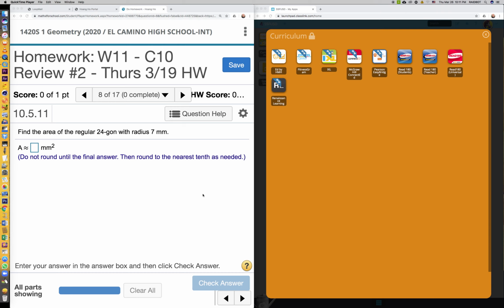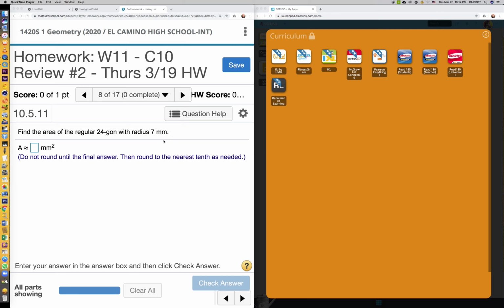Somebody asked me to go over chapter 10 review number 2, questions 8, 9, 16, and 17. So let's start with question number 8 first. Find the area of a regular 24-gon with radius 7 millimeters.